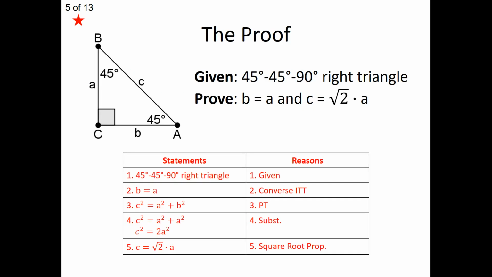So let's take a look at the proof of this. Here we have our same diagram, ABC, with the three angles labeled 45-45-90, and we have the three sides labeled A, B, and C. We're going to first prove that B and A are equal, and it's very simple. We can do that right off the bat. So let's take a look at our two column proof down below.